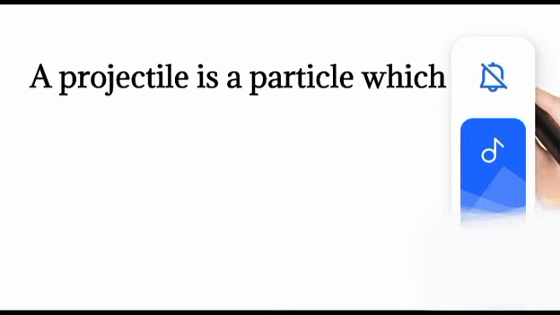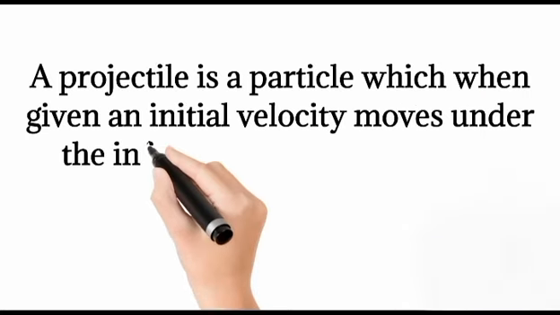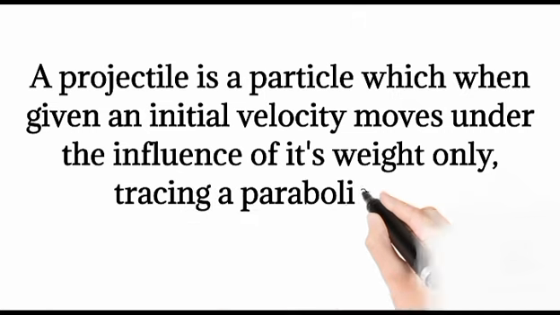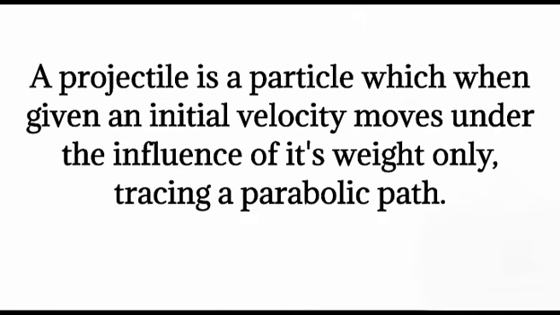In this video today, we'll be looking at a brief summary of projectile motion. A projectile is a particle which, when given an initial velocity, moves under the influence of its weight only, tracing a parabolic path. Example, a bullet fired from a point O at an angle theta to the horizontal moves both vertically and horizontally away from O.